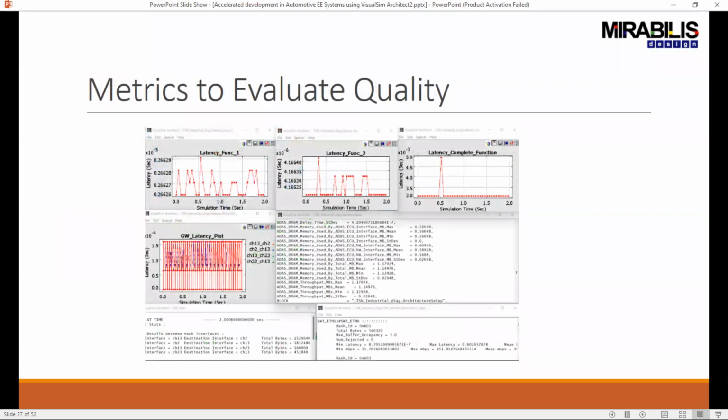So these were some of the statistics that are generated from the simulation. We could see the latency for each of the functions separately and the latency for the complete function. So we could see for each of the applications what performance we could get out of it, and for each of the tweaks we make, what gains we can get out of it. All of this information can be easily understood from the model.